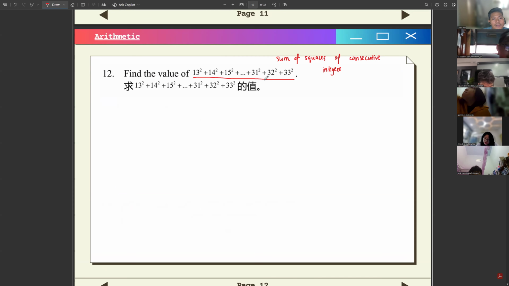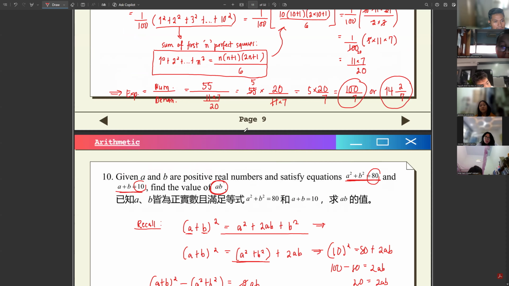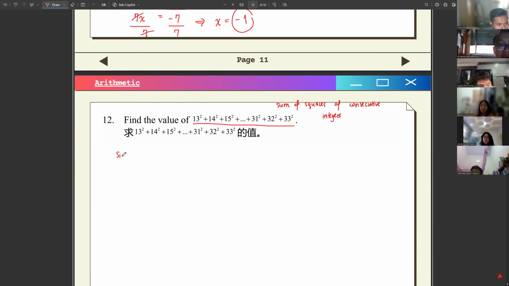What was our formula again for this one? Sum of the first n squares. This one. So we can use this. Sum of the first n squares, or in other words, squares of n consecutive integers. Right? That's the same thing.